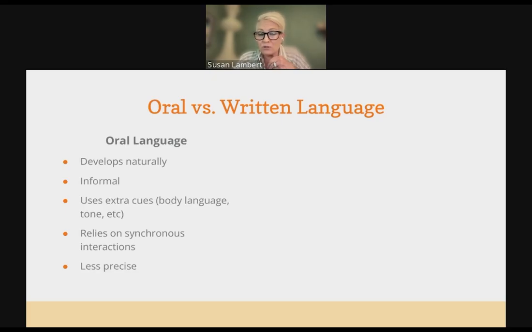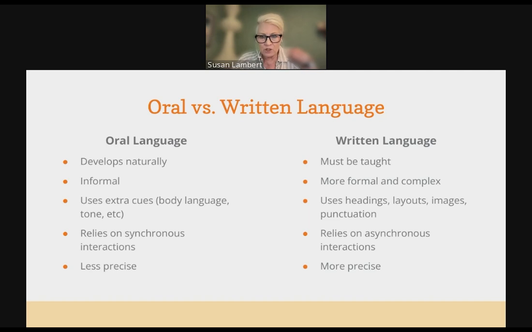I don't have to use precision in my words because I can leverage body language or tone, or you can ask me questions to make sure that there's clarity. So that's all about oral language. Well, what about written language?